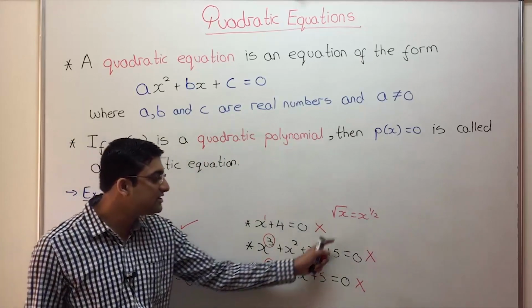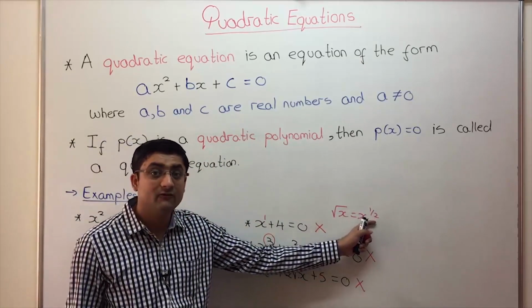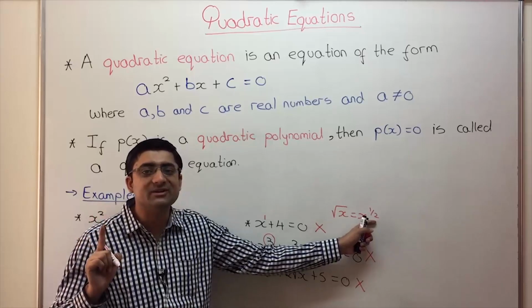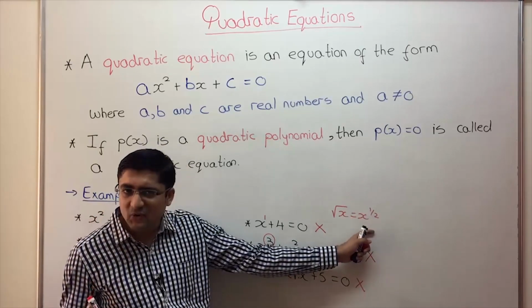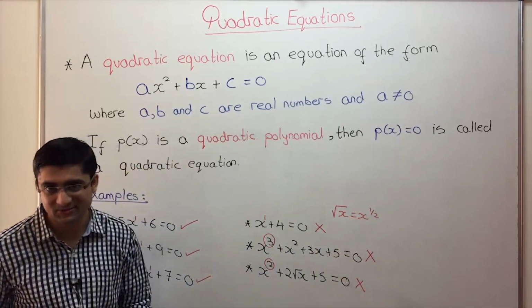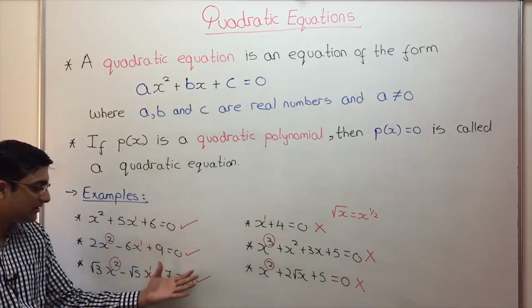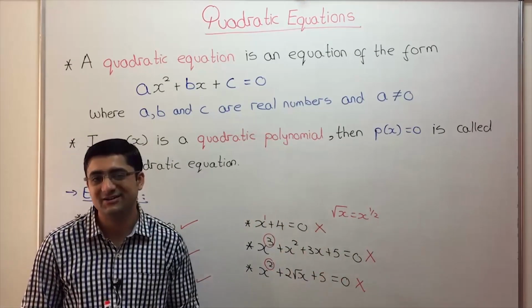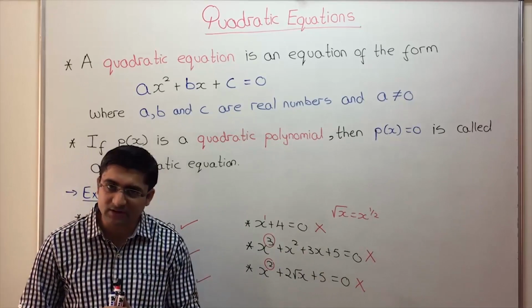I repeat, square root of x means power of x is half. But for a quadratic equation, all powers of the variable have to be whole numbers. Is half a whole number? No. So this is not a quadratic equation, right? So these 3 are quadratic equations, whereas these 3 are not. So this is the basic concept of a quadratic equation.